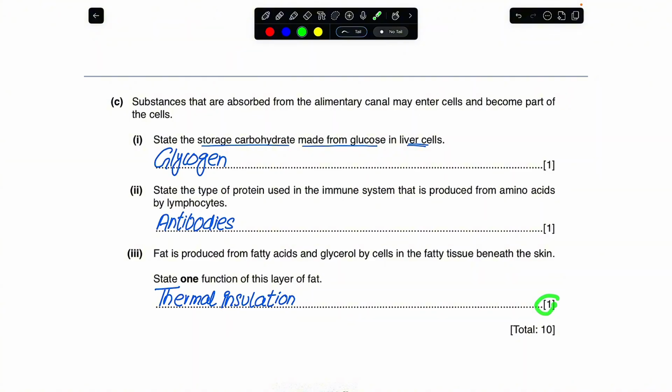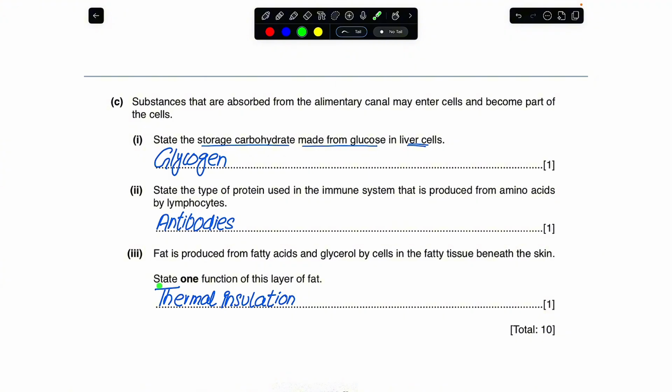For the last 1 mark, they say fat is produced from fatty acids and glycerol by the cells in the fatty tissues beneath the skin. In the skin, we have the top layer of epidermis, the lower layer is the dermis, and over there we have these fatty tissues. And the role of the fatty tissues is that they would combine the fatty acid and the glycerol, and we would store the fat in these fatty tissues.